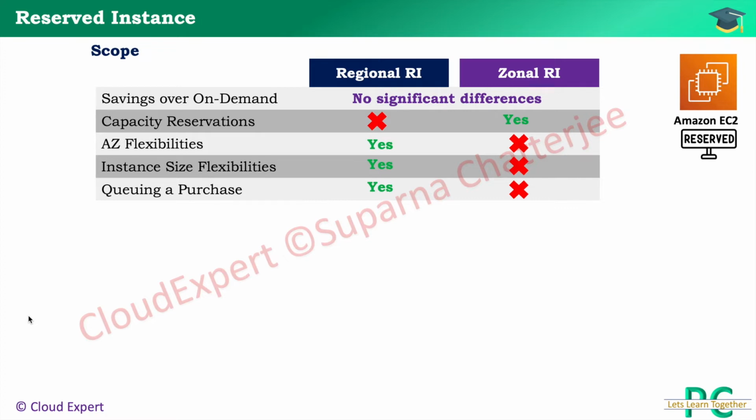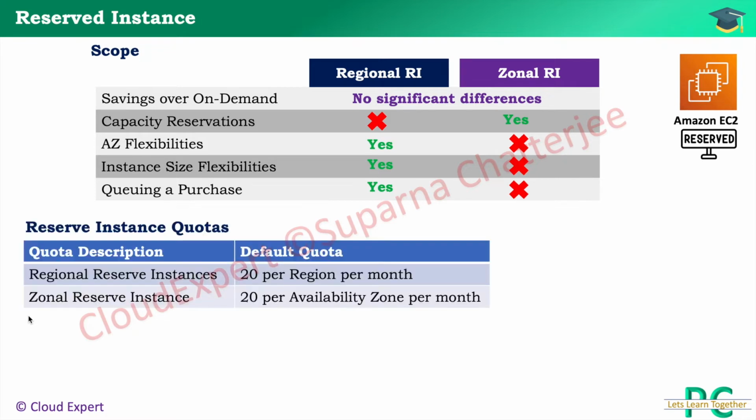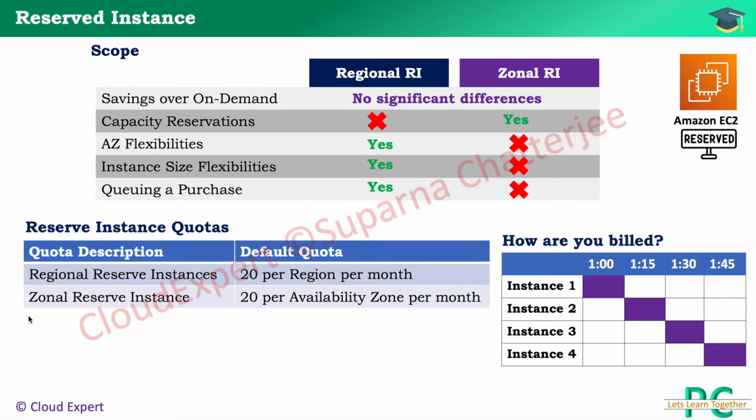If you want to modify the instance size, a regional reserved instance will have the flexibility, not the zonal. And in terms of queuing a purchase, you can queue a purchase for a regional reserved instance, not for a zonal reserved instance. Now, let's see the reserved instance quota. That means how many reserved instances you can launch from your account. By default, every account will have 20 per region per month, and in terms of zonal reserved instances, 20 per availability zone per month.